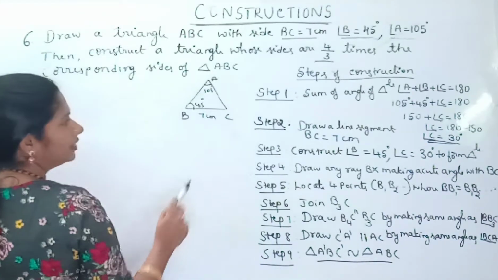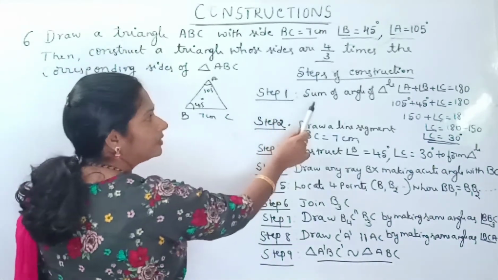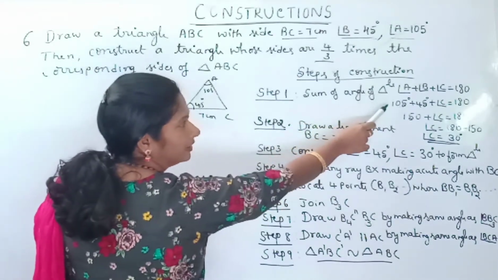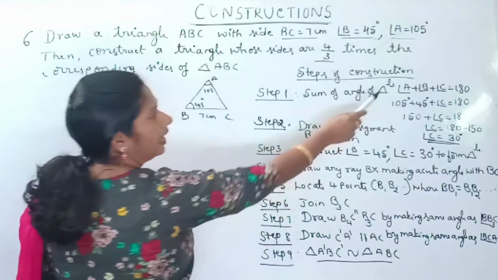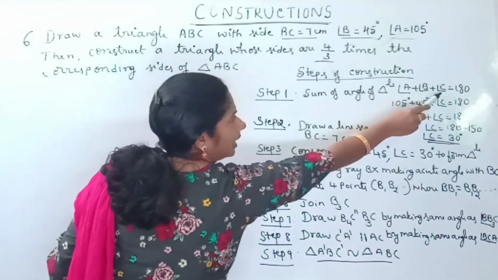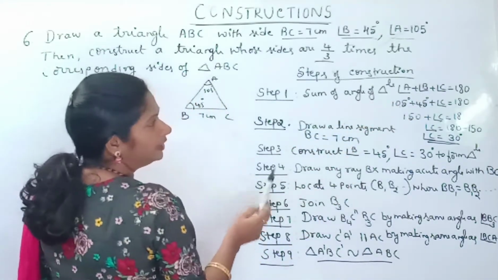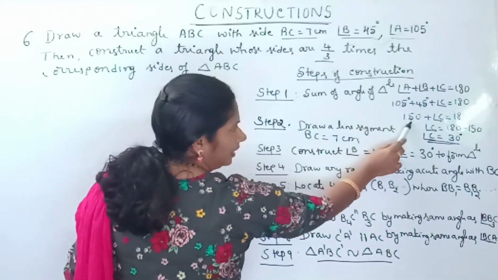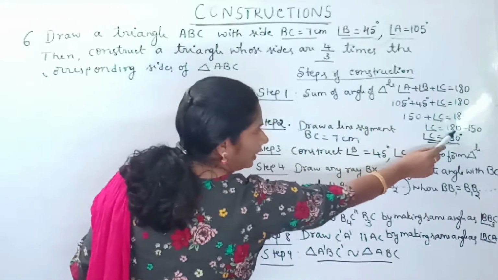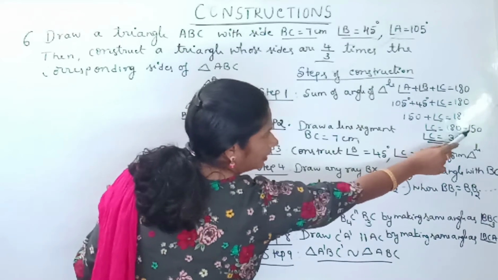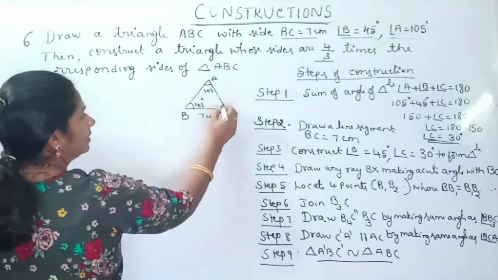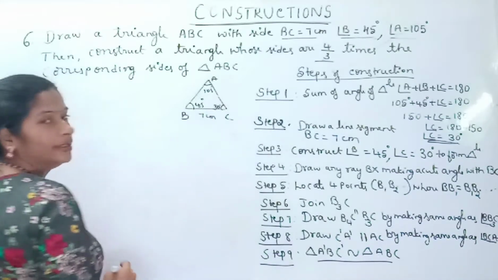How to find out, children, angle C? We know that angle sum property of a triangle. Sum of the angles of a triangle is 180 degree. Angle A plus angle B plus angle C equal to 180 degree. 105 degree plus 45 degree is 150 degree. So angle C you will get 180 degree minus 150, it is 30 degree. Now here angle C is equal to 30 degree.